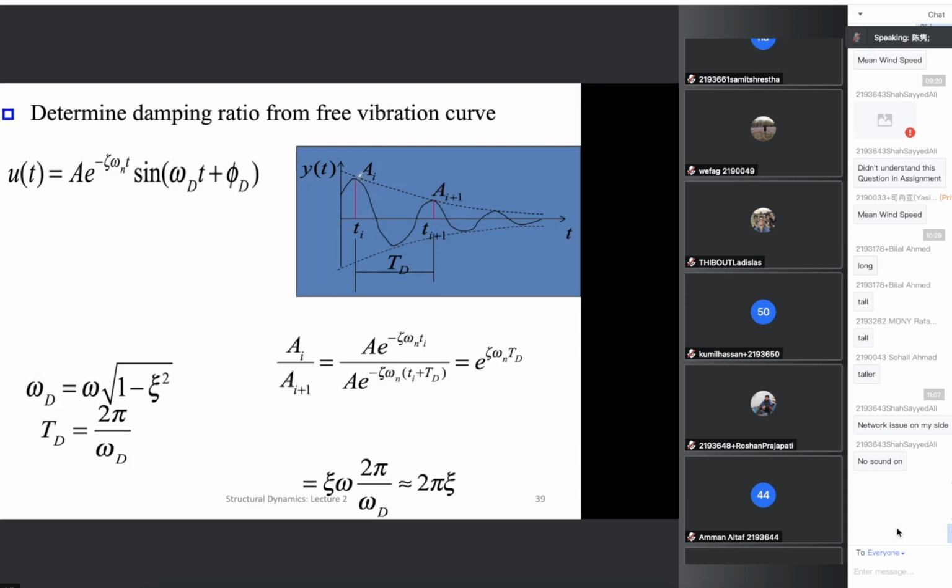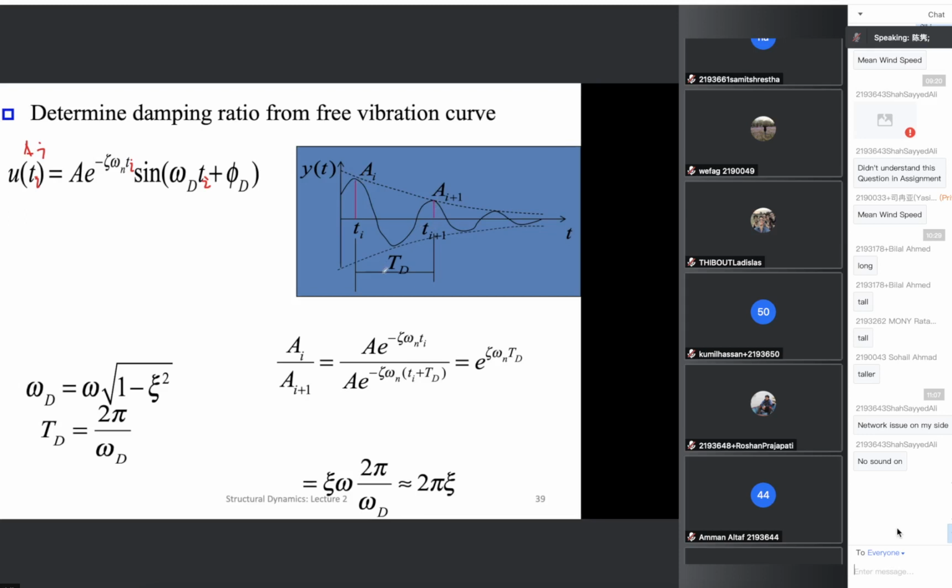This is the first peak of the free vibration curve, the peak at time t_i. So you have t_i here, which gives you the amplitude A_i. A_i equals A times all these terms. So this is the amplitude from this equation, the amplitude at this time.